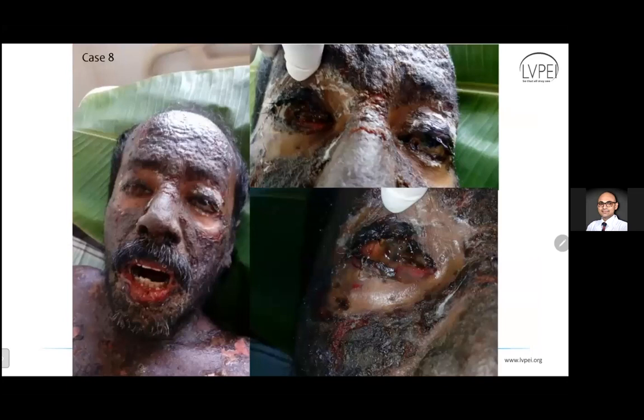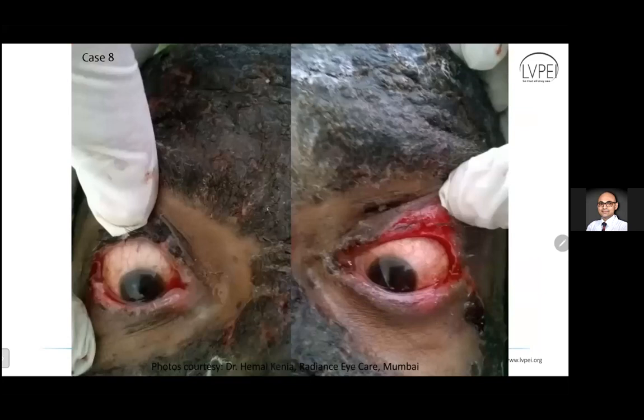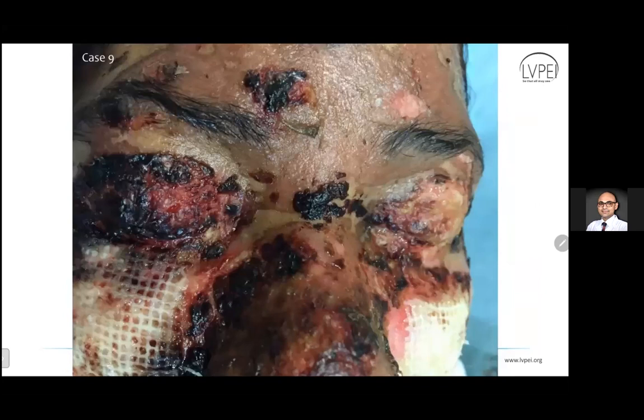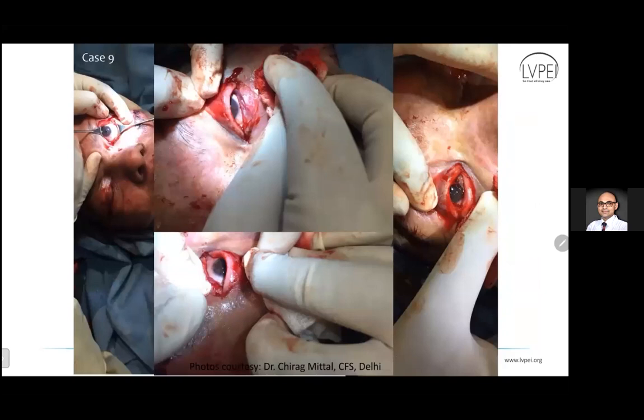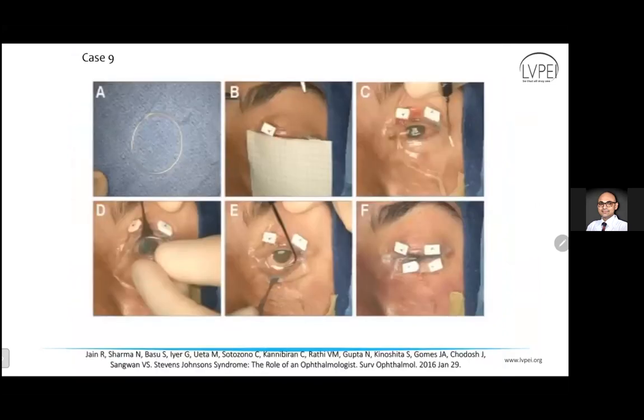These are just a couple of cases where this almost looks like a burn, but it's actually a case of SJS, where after cleaning and everything, you find that the ocular surface is not so bad. And then we gave this patient medical therapy. Similarly, another case where again, the eyes look very bad, but after cleaning, you can see that the ocular surface is not looking so bad.